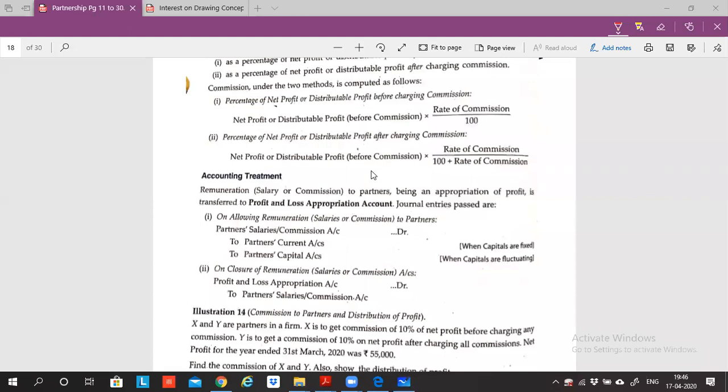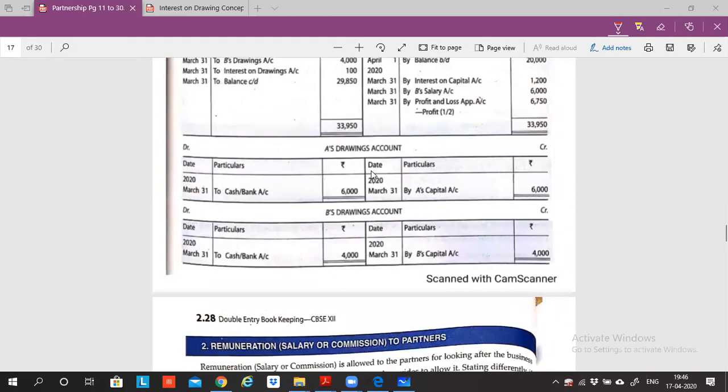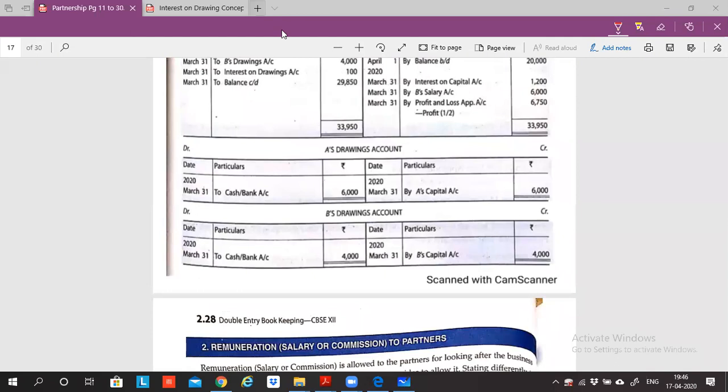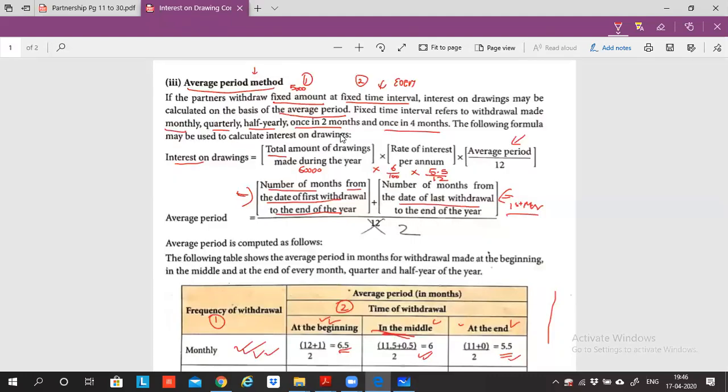Okay. So Sundari, you had asked one question: what will happen if the amount of drawing and the period of drawing is not the same? I said that if you have a fixed amount and you're withdrawing at a fixed interval, then you can use the average period method. So what happens if either the amount is not fixed or the interval is not fixed? In that case, we'll have to do the method we did the other day.